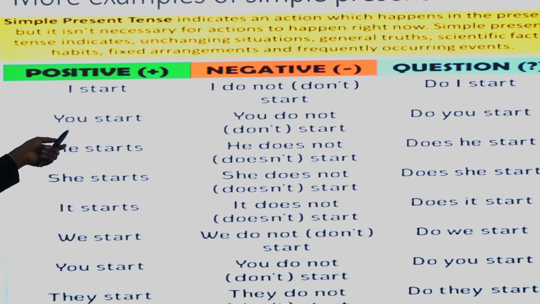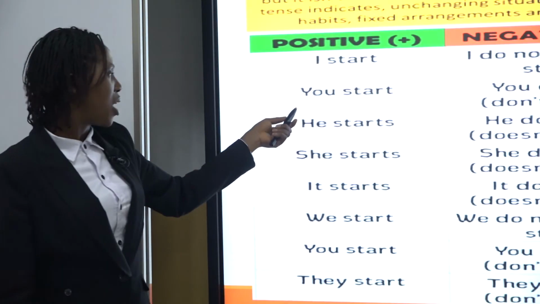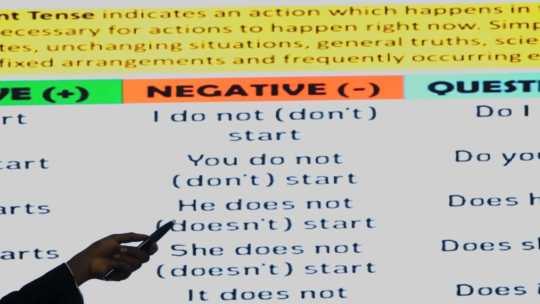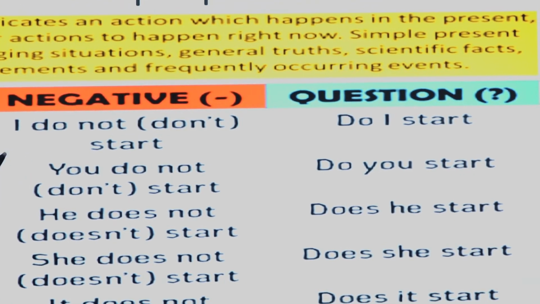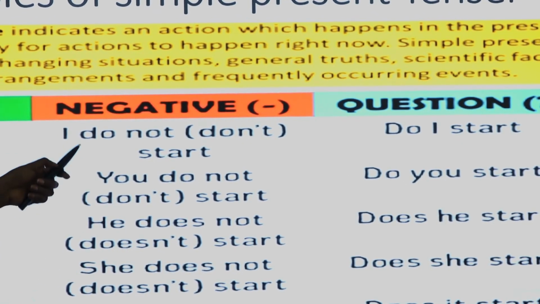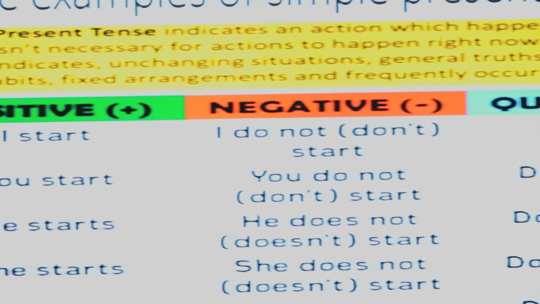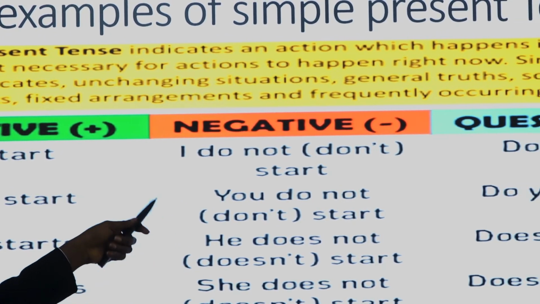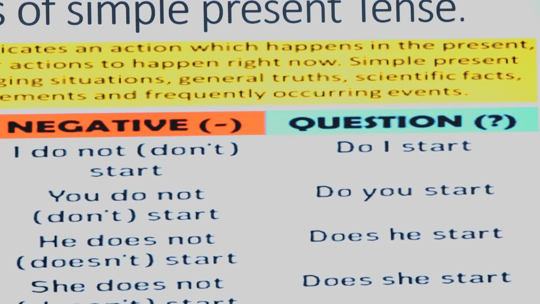Example, we have positive, negative, and question. I start, I do not start, or I don't start. The apostrophe in "don't", which we call a contraction, represents a missing letter. That is the word in "I do not start". Then the question: do I start? You start is positive. The negative: you do not or don't start. Then the question: do you start?